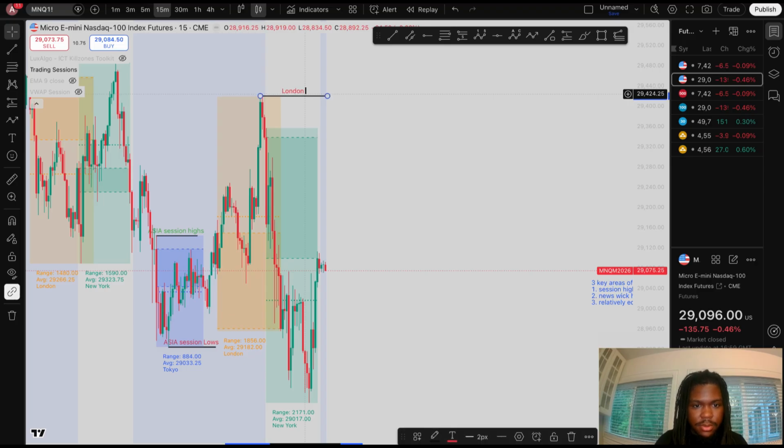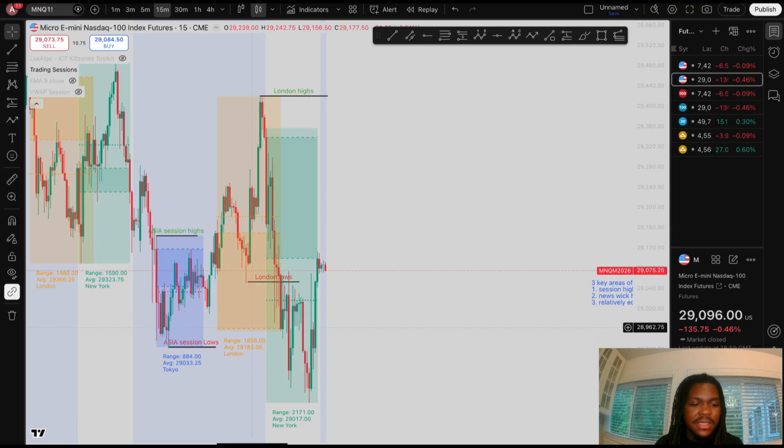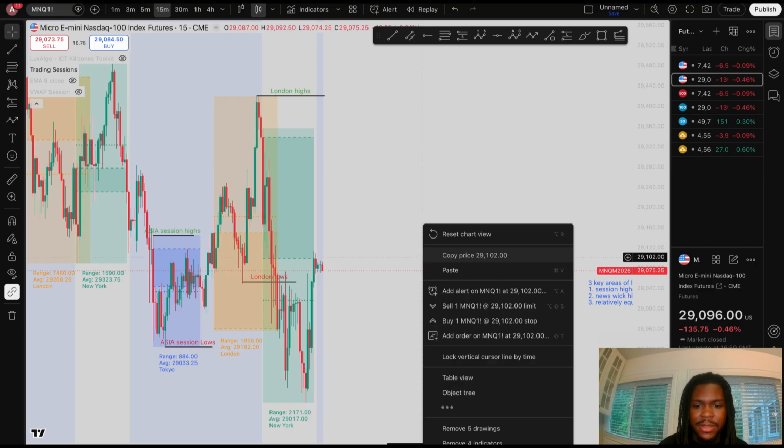London highs, and then this is the low of the orange, which is London lows. So you have London highs, London lows. You have Asia highs, Asia lows, which are key liquidity grabs in the market, and which typically move the market in the opposite direction, or force the market to retrace. So that's how you spot those.